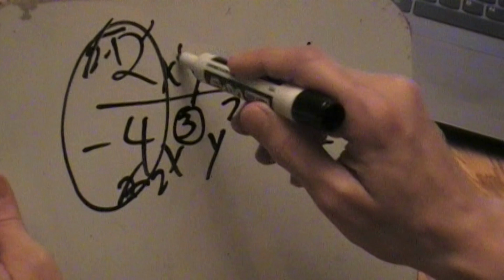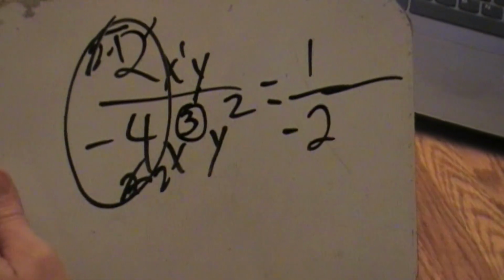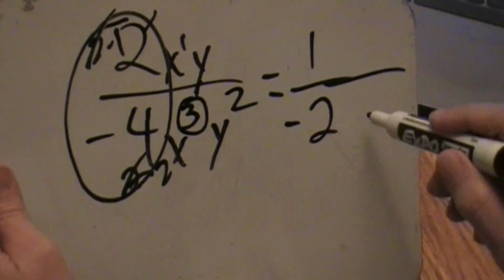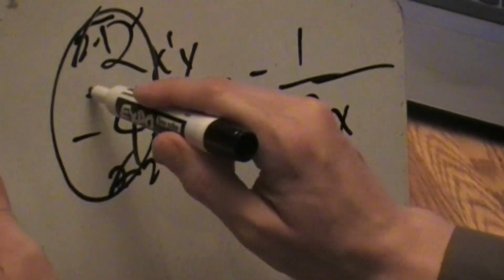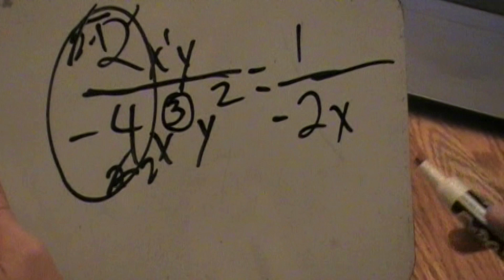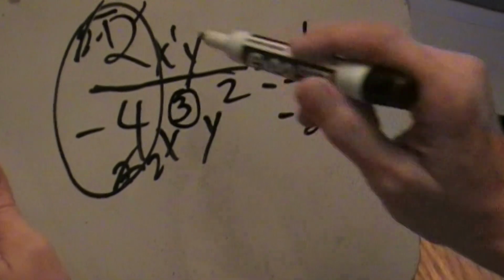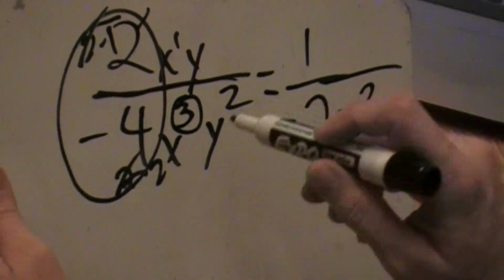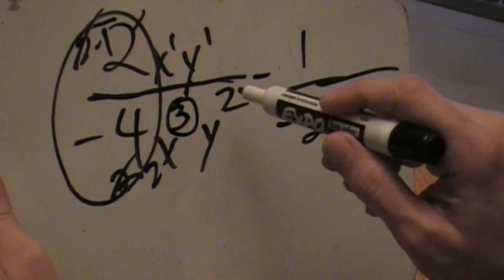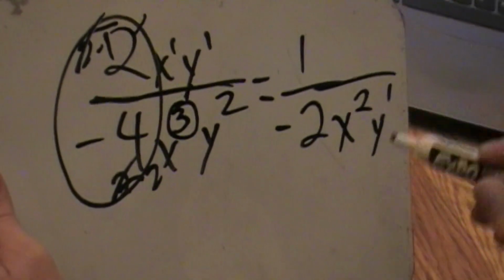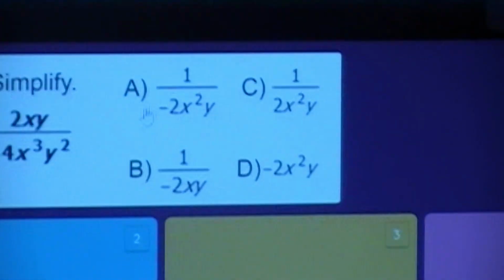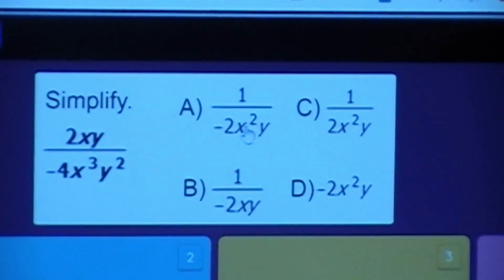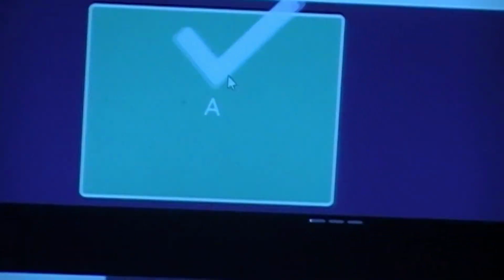Now these are exponents. There's a 3, there's a 1. The largest exponent right here is on the x, a 3. So correctly place the base where the largest exponent is. And then go subtract, because remember, division is subtraction when you're doing exponents. So 3 minus 1 is 2. Y squared, y to the 1. So 2 minus 1 is 1, and that is your answer. Let's see which one that is. 1 over negative 2x squared y. It is A.